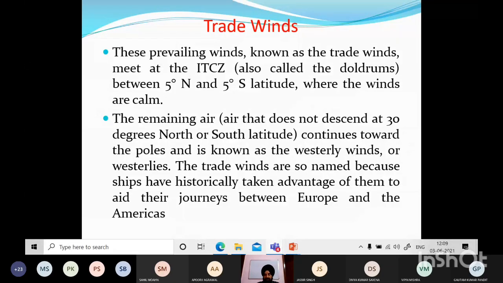So the trade winds are so named. वाई इनका नाम क्यों पड़ा कि ट्रेड विंड्स आर नेम्ड? Because the ships historically took advantage of them to aid their journeys between Europe and America. अब सबको पता था कि ये ट्रेड विंड जो हैं दे आर ब्लोइंग.